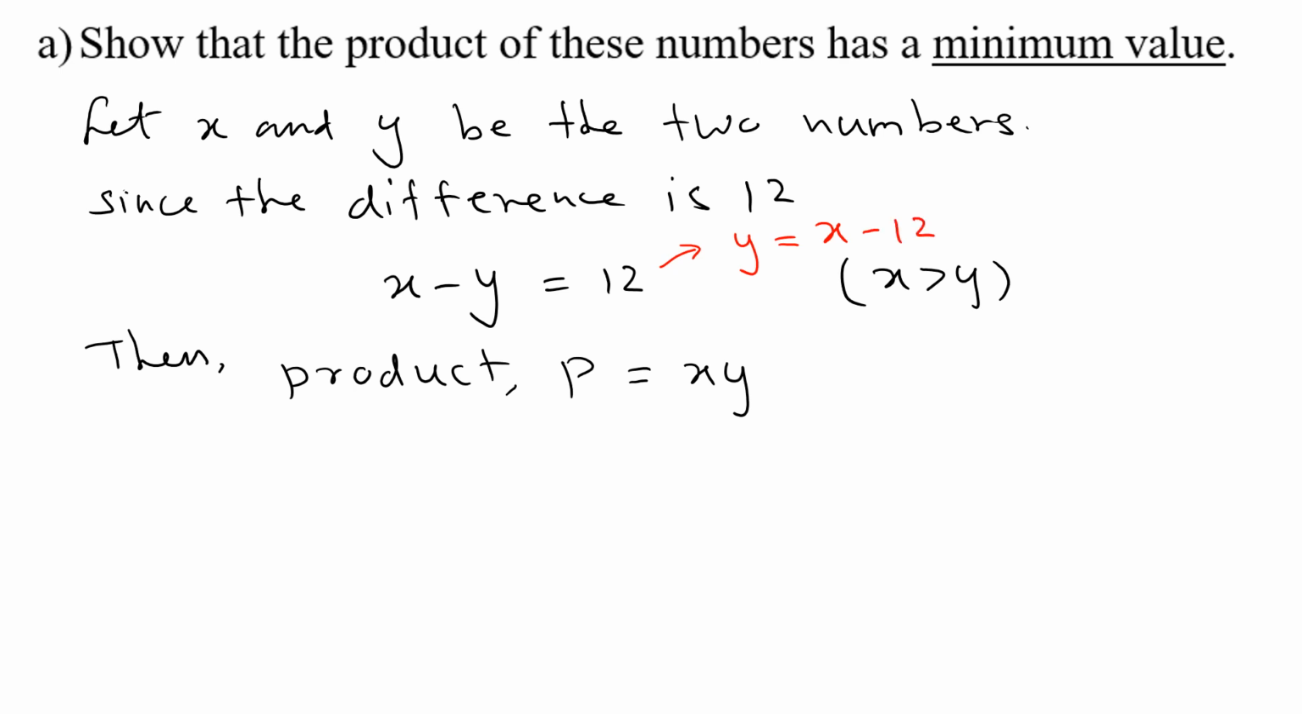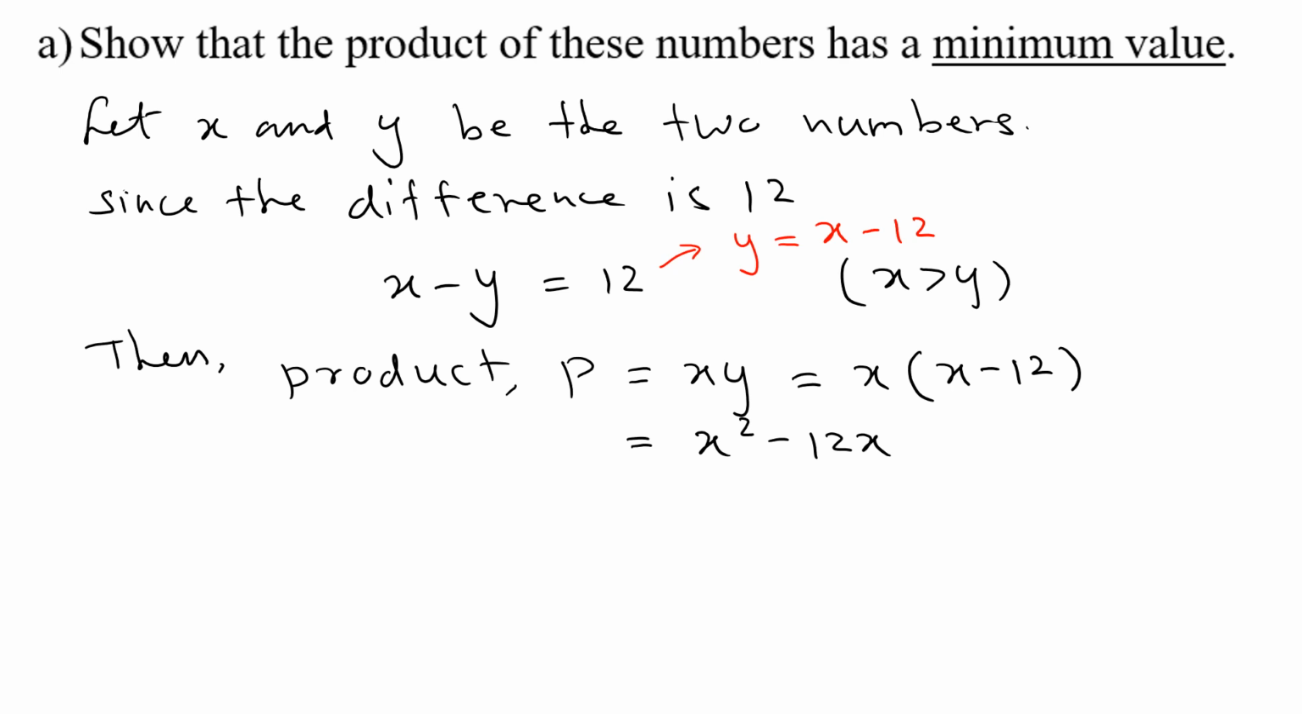So y equals x minus 12, and then we can plug in here. So this is x times (x minus 12). If you simplify, you get x squared minus 12x. So that's what you get as the objective function. Now the goal is to show that there is a minimum for this problem.